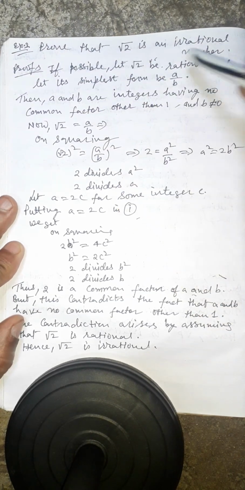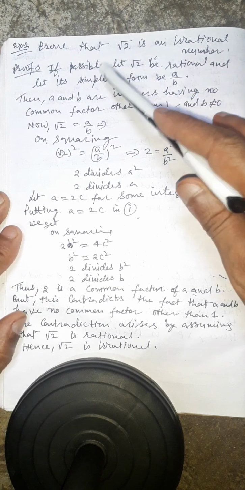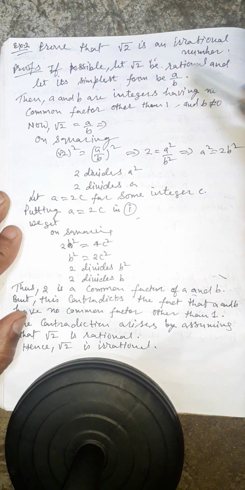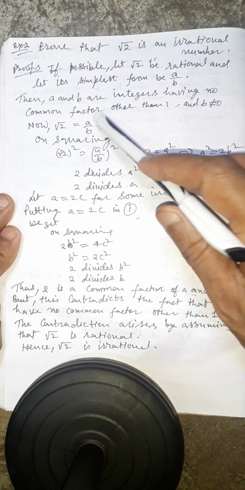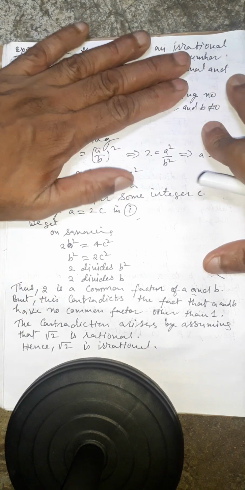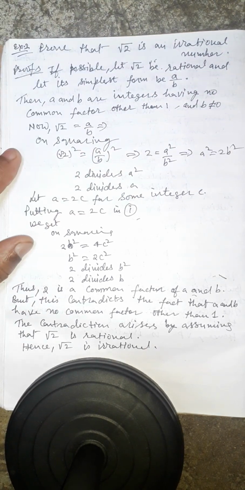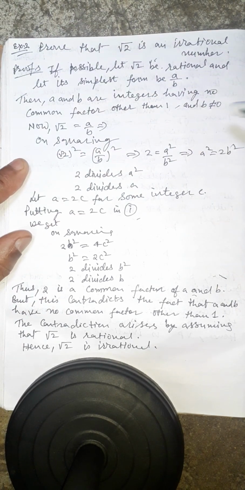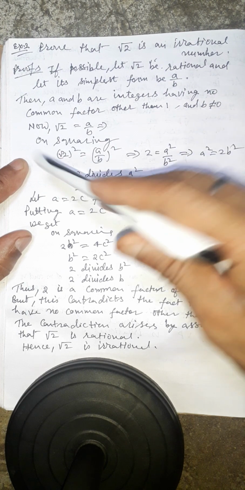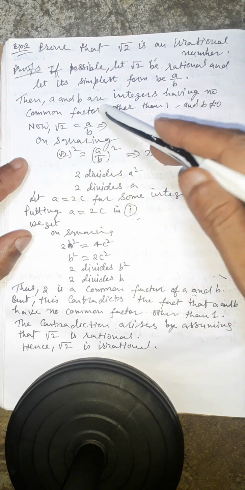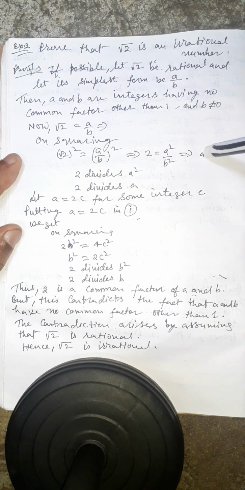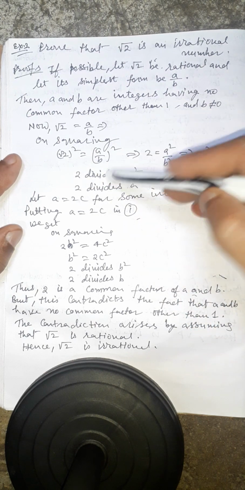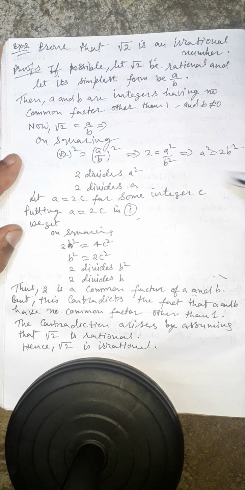Example number 2, prove that root 2 is an irrational number. If possible, let root 2 be rational and let its simplest form be a upon b. Then a and b are integers having no common factor other than 1, and b is not equal to 0. Now root 2 equals a upon b. On squaring, 2 is equal to a square upon b square, so that a square is equal to 2b square. It is equation number 1.